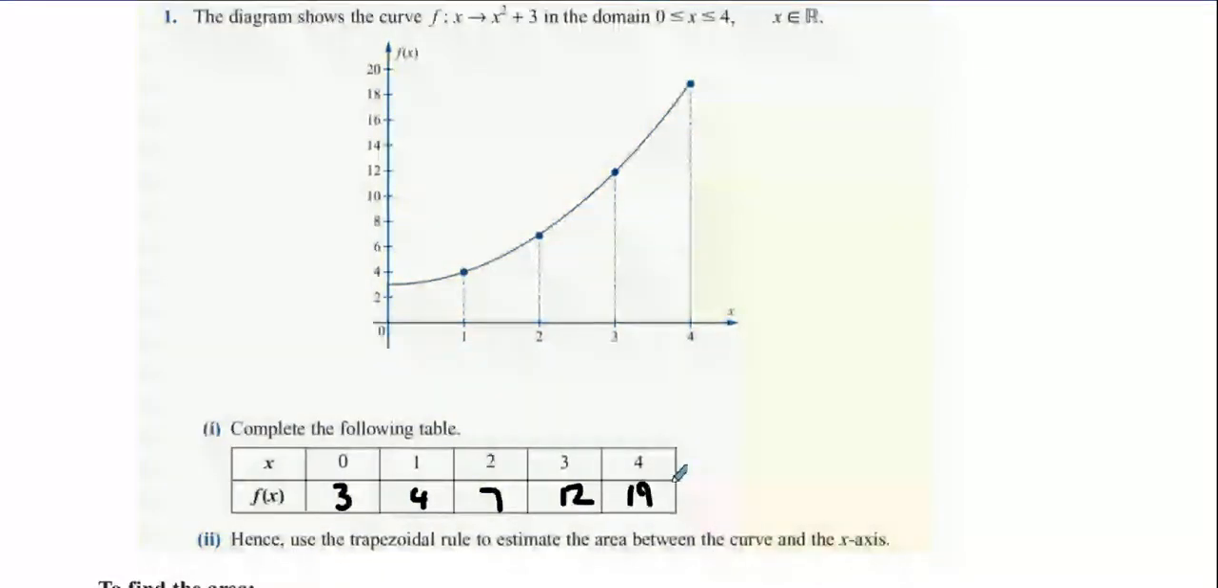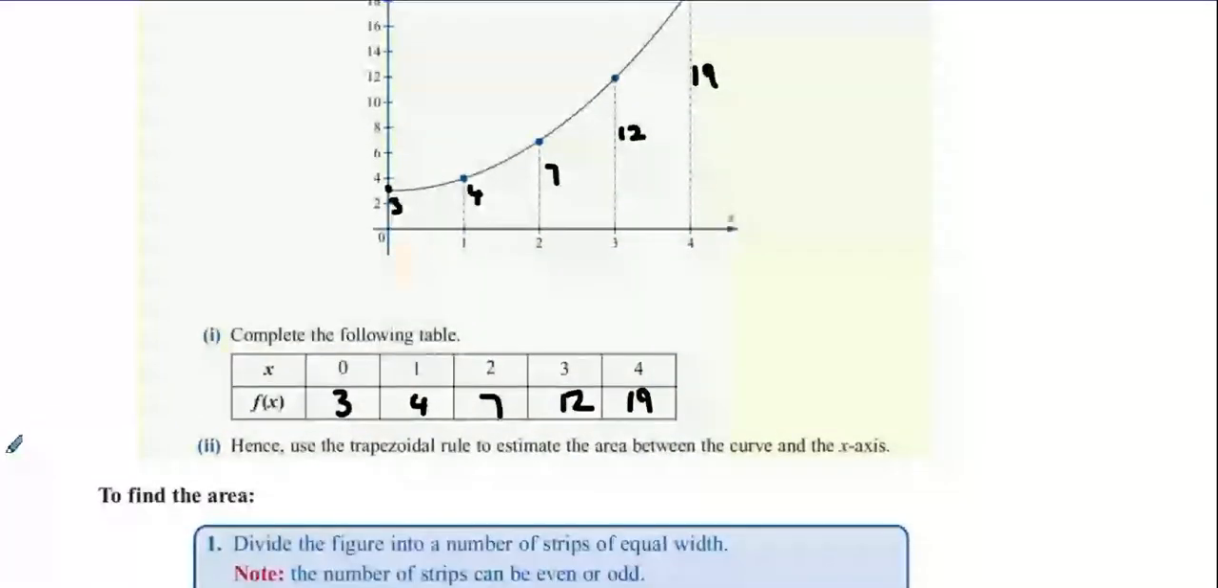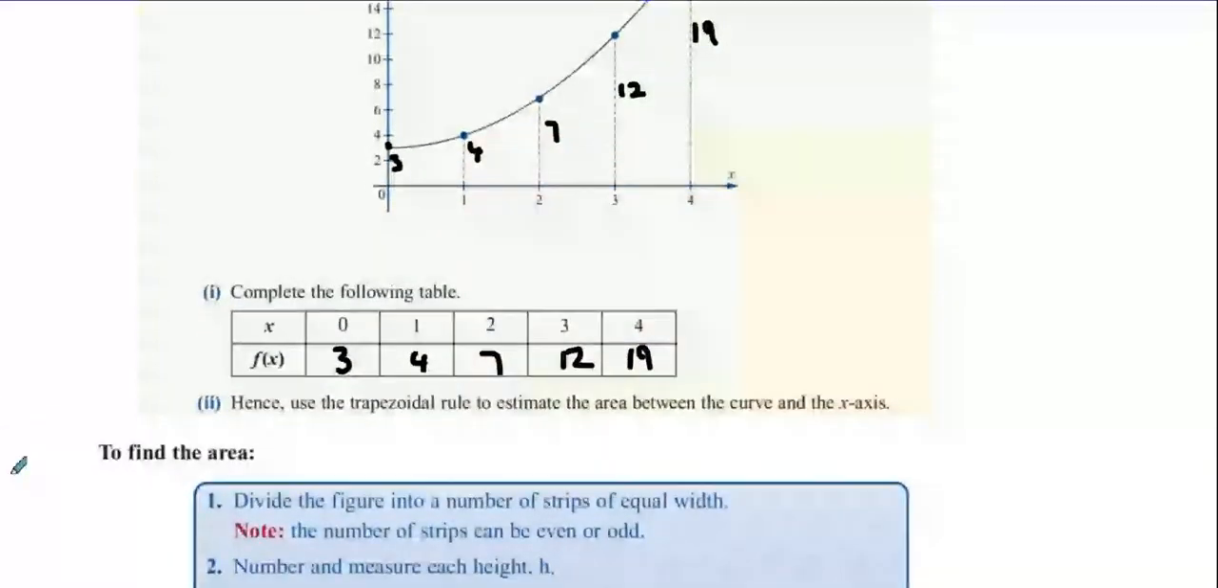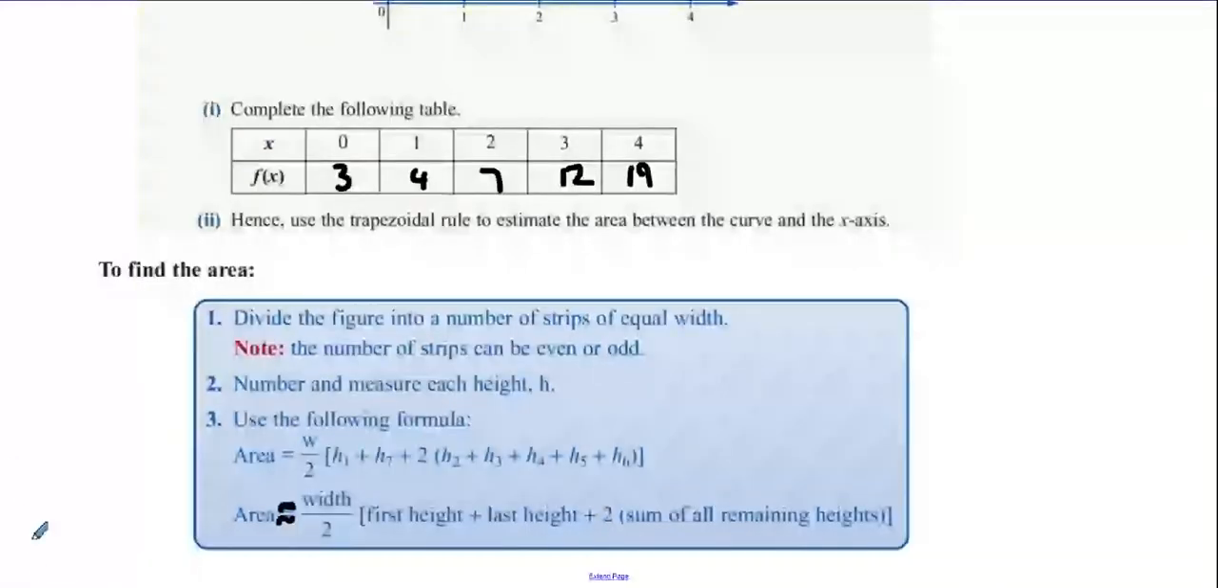So let's check this out. This is the point 0, 3, that's a height of 3. This is 1, 4, so it's a height of 4. 2, 7 is a height of 7. 3, 12 is a height of 12, and 4, 19 is a height of 19, okay? Hence, we use the trapezoidal rule to estimate the area between the curve and the axis. We're going to use this formula here.